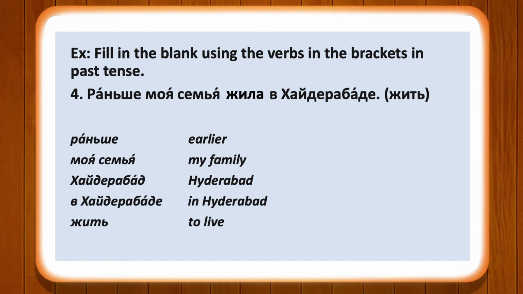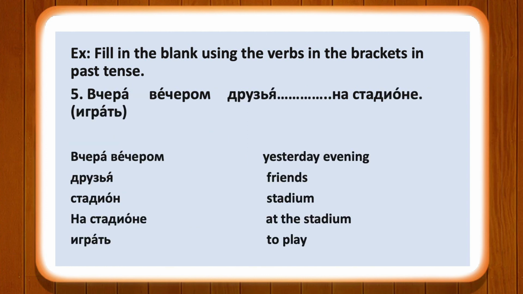The last sentence. Вчера вечером друзья на стадионе. In place of the blank, you will use the form of the verb играть, which means to play. Now you will change the verb according to the subject with which it is going to be combined. The subject here is друзья, which is in the plural form, they. So the form of the verb that you will be using will be the plural form, играли. So the sentence will be вчера вечером друзья играли на стадионе.